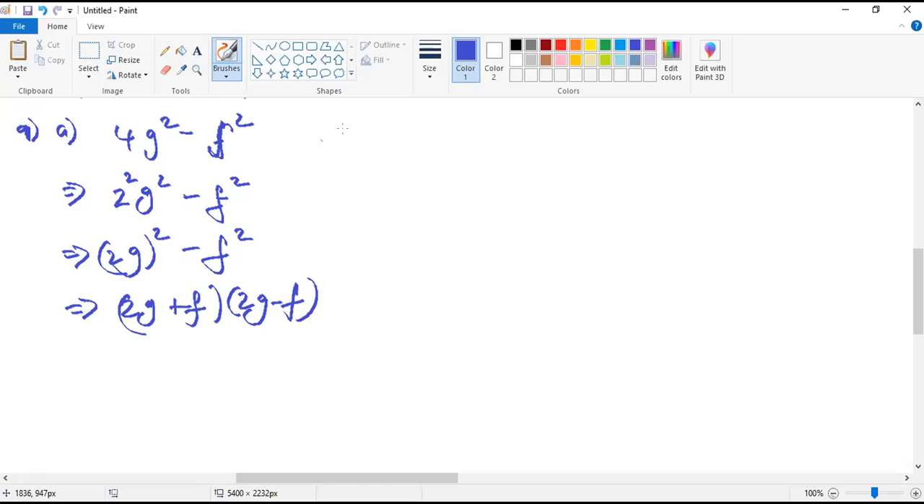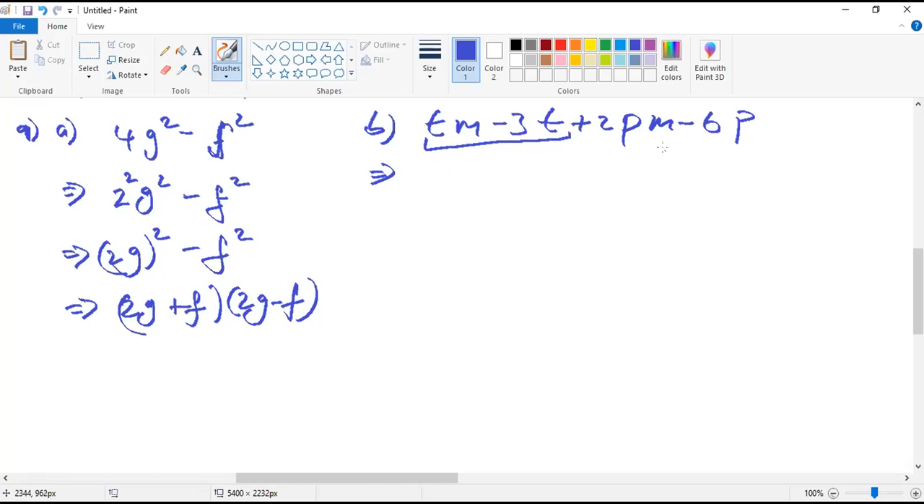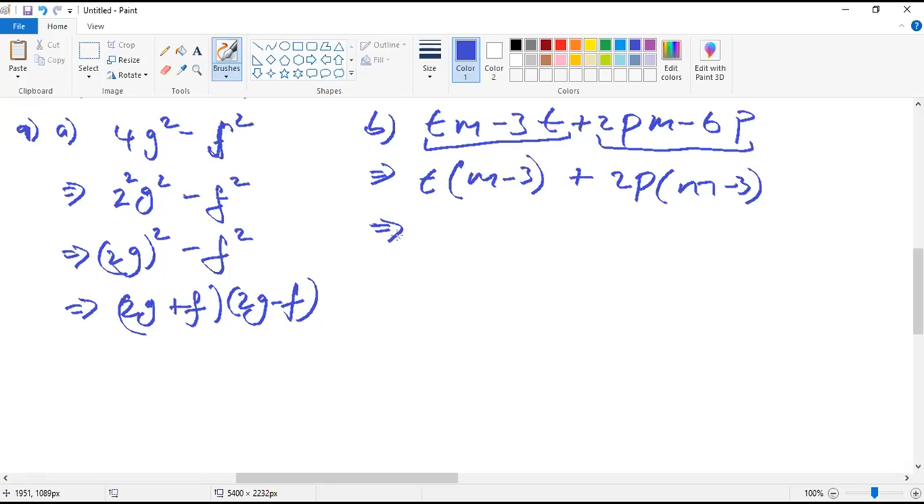All right. The next one, B, is tm minus 3t plus 2pm minus 6p. Any ideas? So you factorize by pairs. You see that you can factor this pair and this pair. So you get a t here and then m minus 3 in bracket. Over this side, you get 2p here and then m minus 3 in bracket. So m minus 3 is common to both terms. So I can put m minus 3 outside here and t plus 2. And that's that.